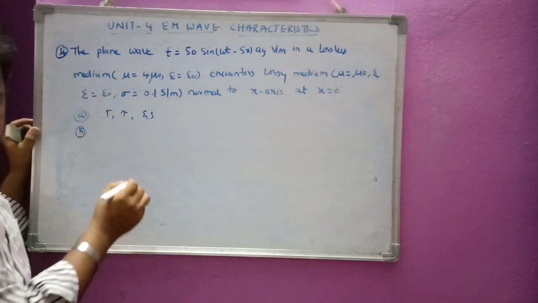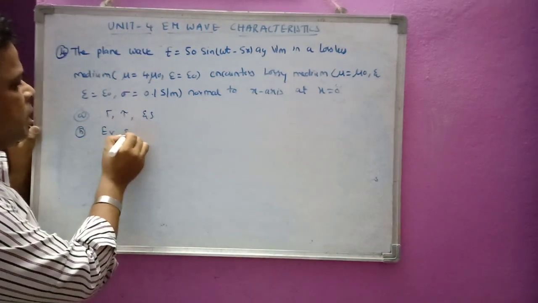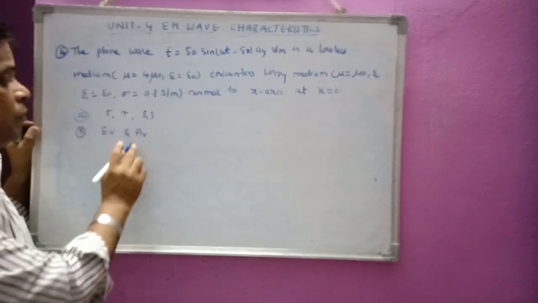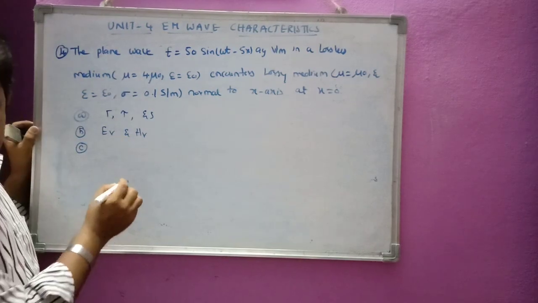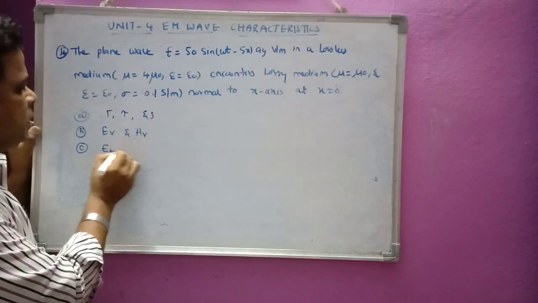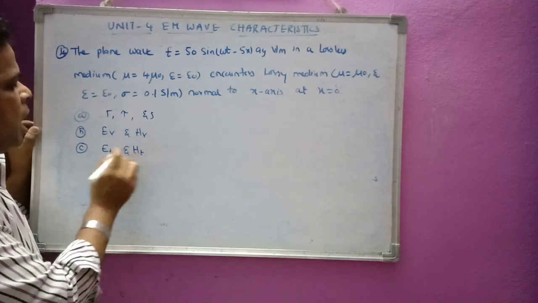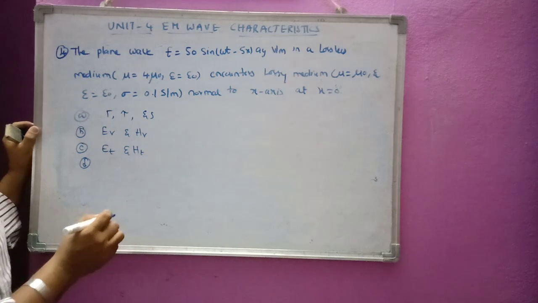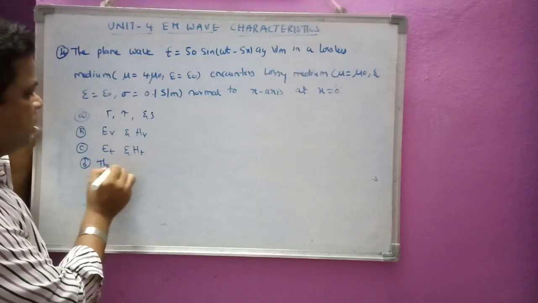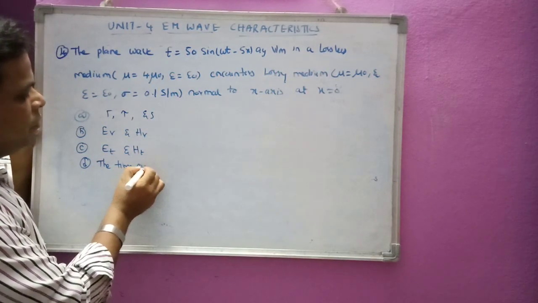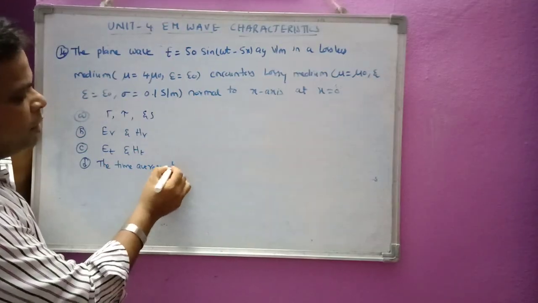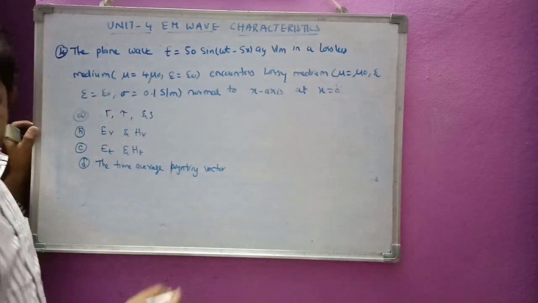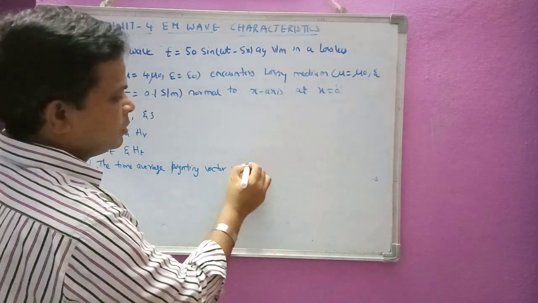Next, question B is asking for ER and HR, that is the reflected electric field and reflected magnetic field. C is asking for ET and HT, that is the transmitted electric field and transmitted magnetic field. And D is asking for the time average Poynting vector in both regions.